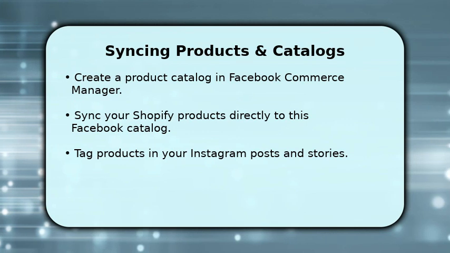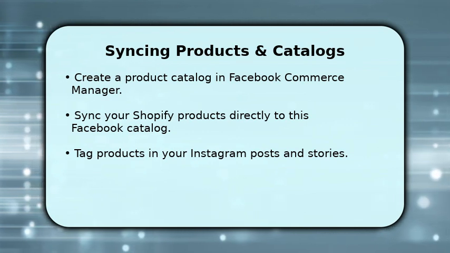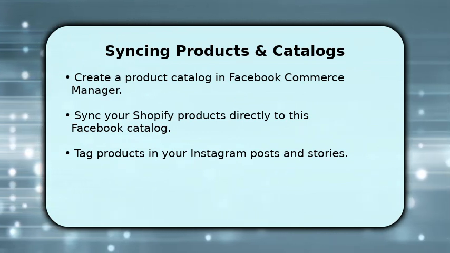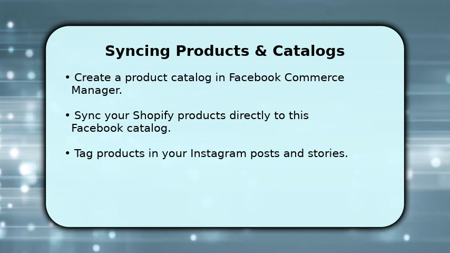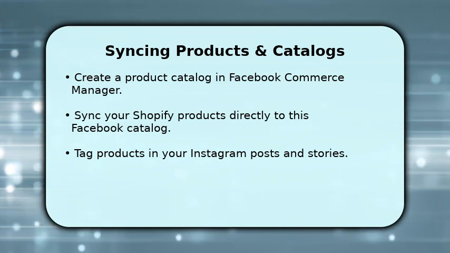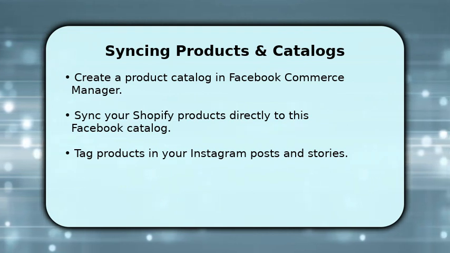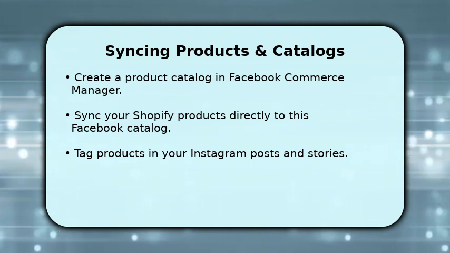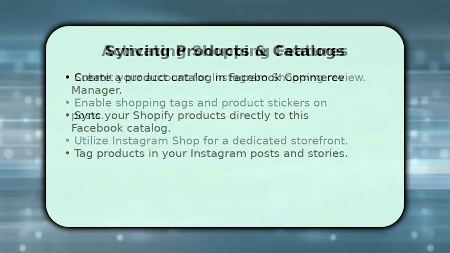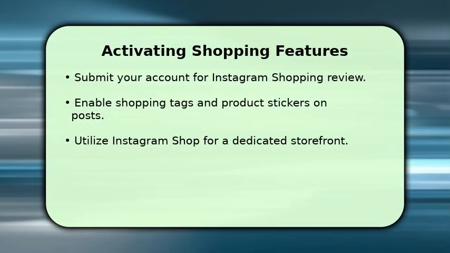After your products are in the catalog, you can start tagging them in your Instagram posts and stories. This transforms your visual content into shoppable experiences, making it easy for customers to discover and purchase your items directly from Instagram. With your catalog synced, it's time to activate Instagram shopping features.